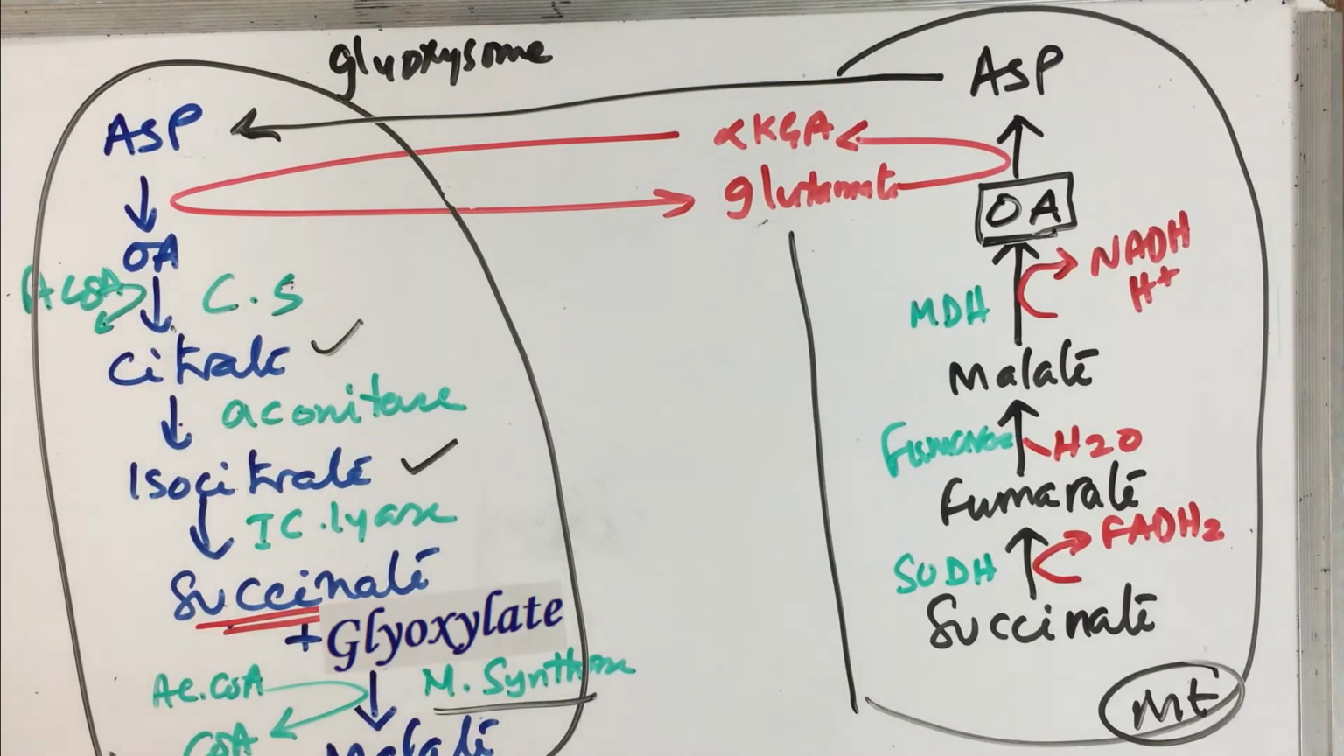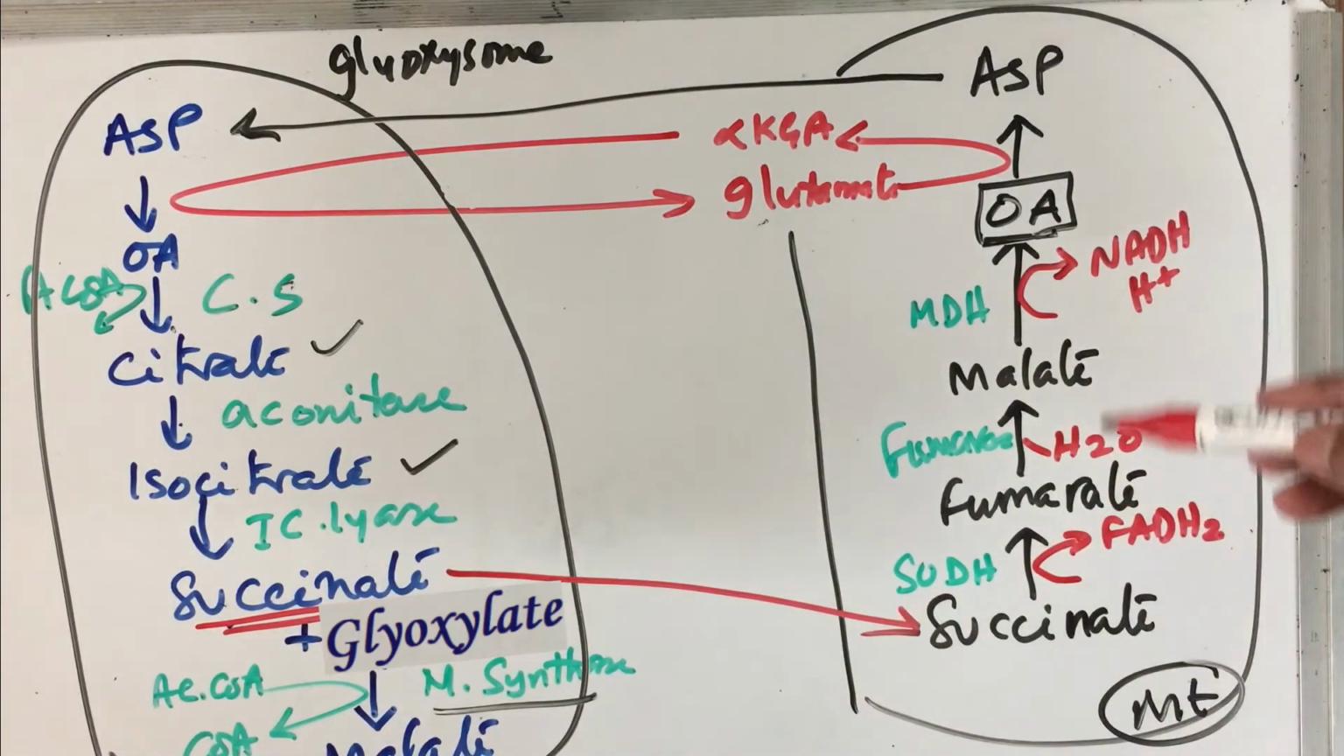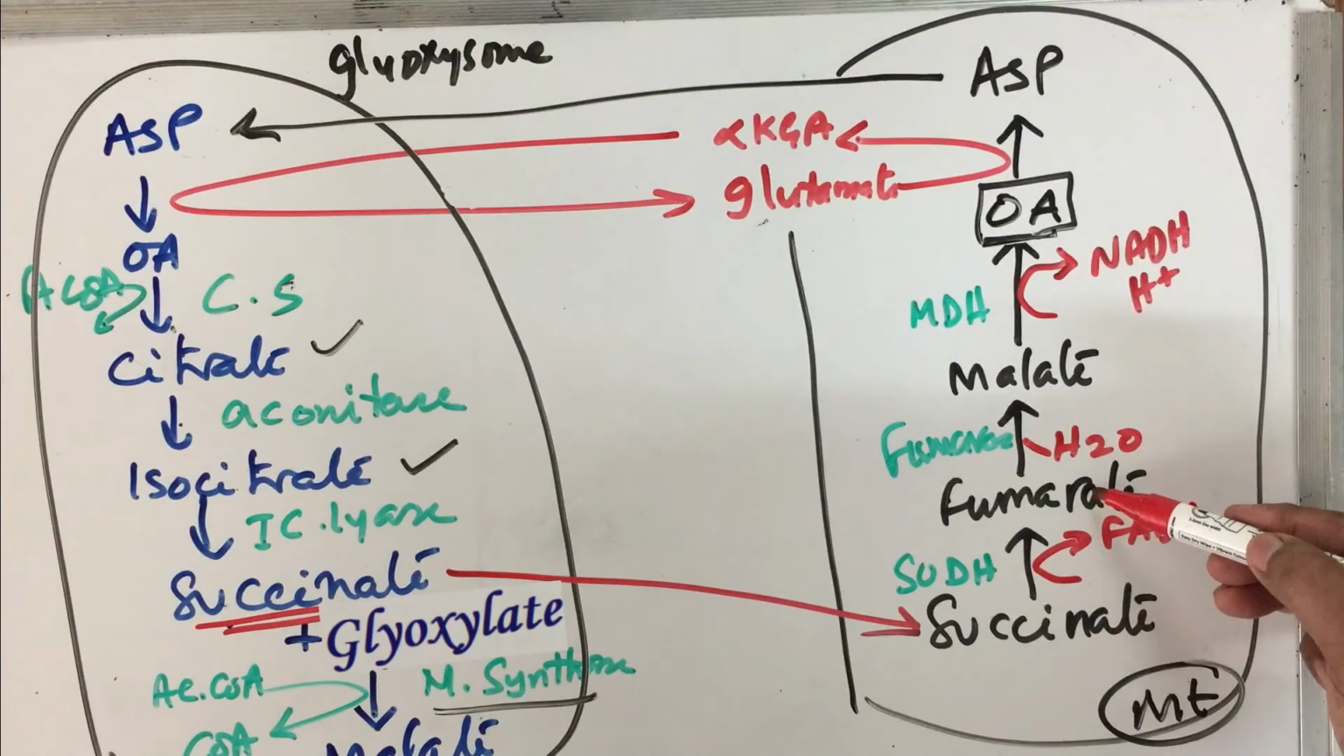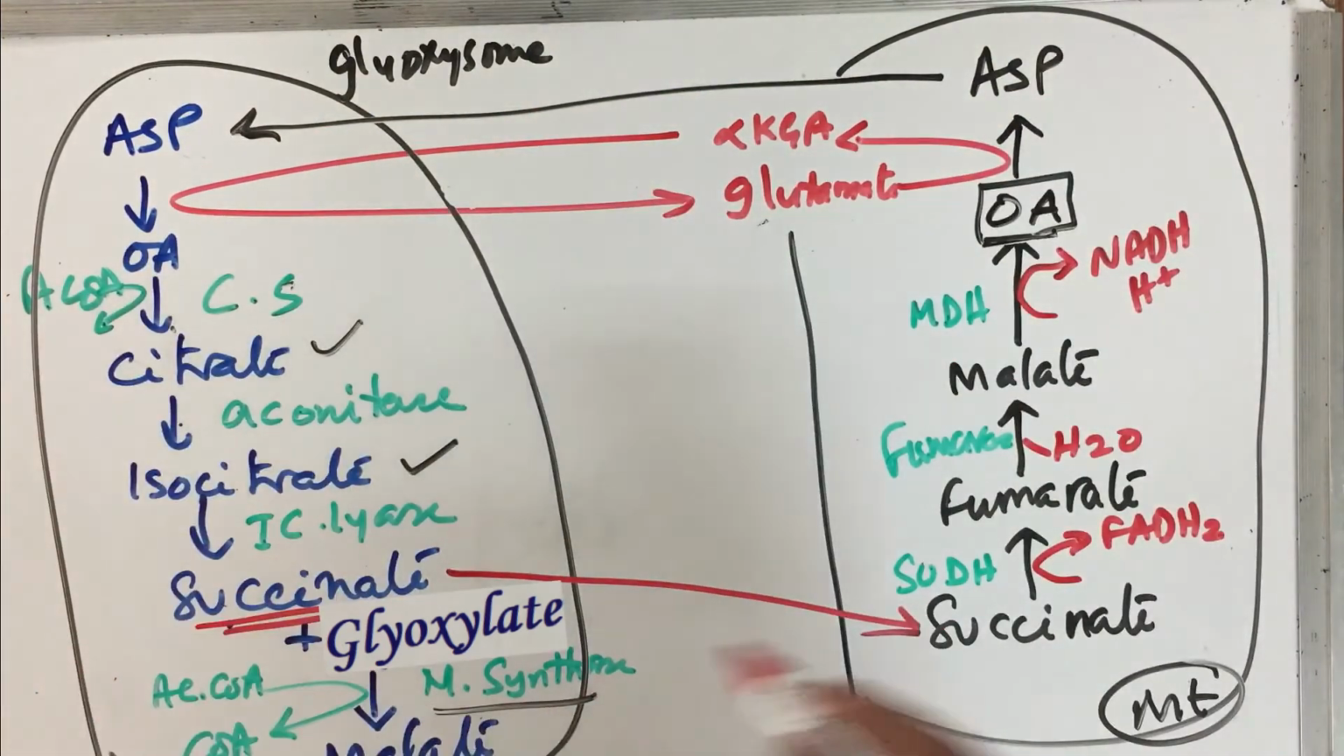What is the fate of these two products? Succinate is transported into mitochondria. You see how the coordination of these two cell organelles is very important for this pathway. So succinate will continue with the remaining steps of the TCA cycle, converted to fumarate, malate, oxaloacetic acid. Now this cycle continues. What happens to malate? Malate will be transported into the cytoplasm.